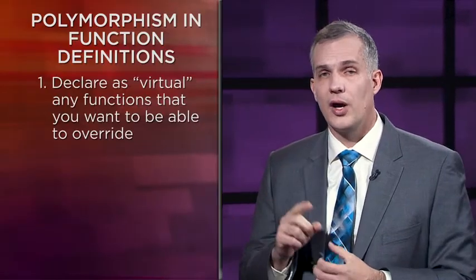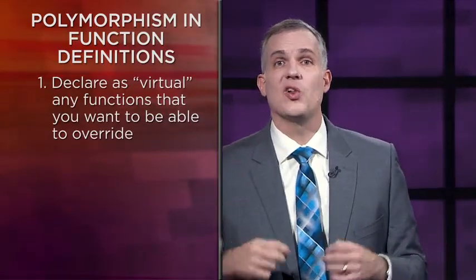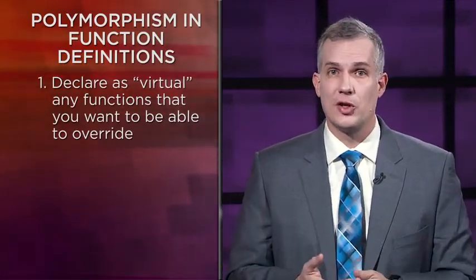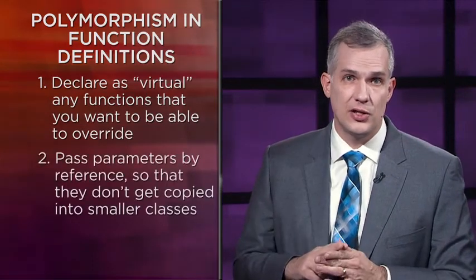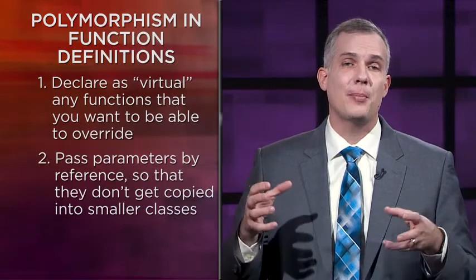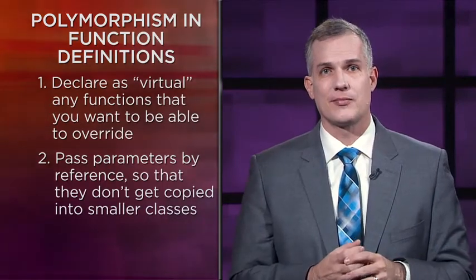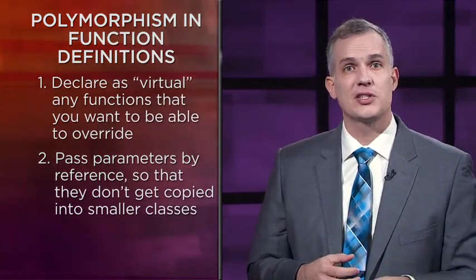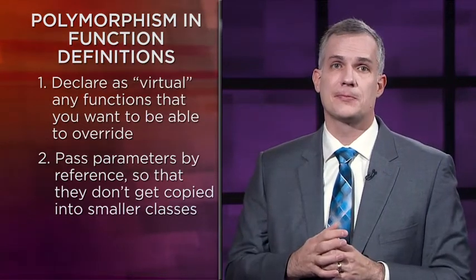So, let's review. When you want to use polymorphism in function definitions, what are the two key things to remember? One, you want to declare as virtual any functions that you want to be able to override. And two, you want to pass parameters by reference so that they don't get copied into smaller classes. Declare virtual functions and use pass by reference.